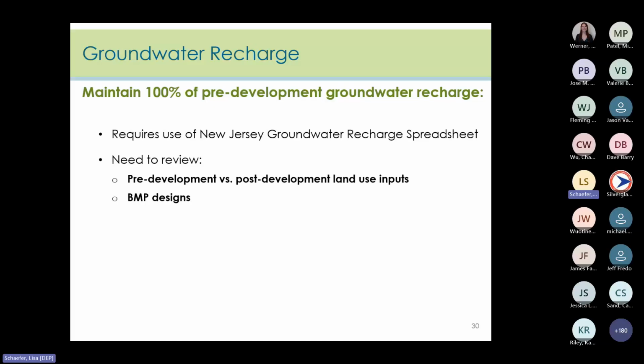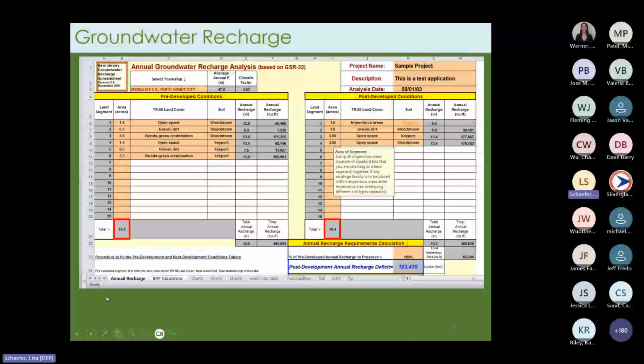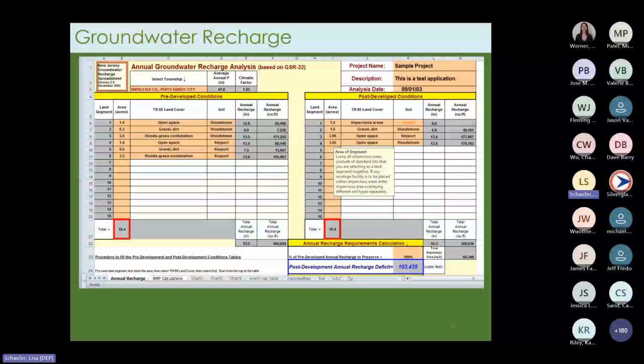All right. So here's the first page of the groundwater recharge spreadsheet, which is called the annual recharge worksheet. The orange shaded areas are for the user inputs. The gray are the outputs. So let's look at the inputs that are required.